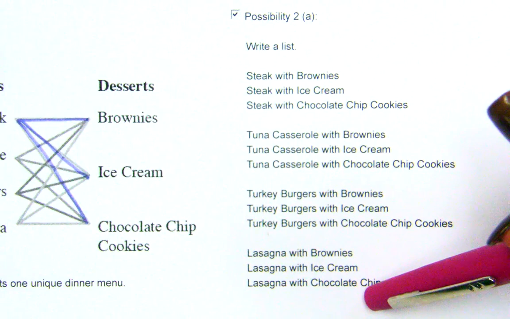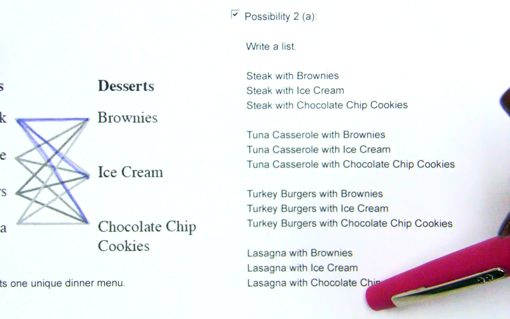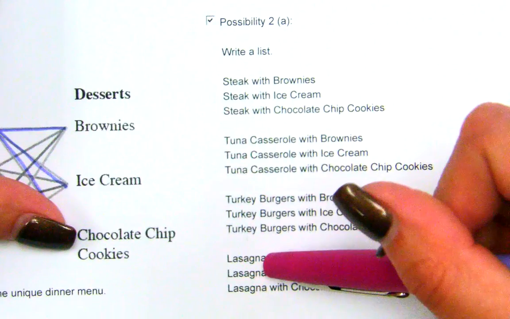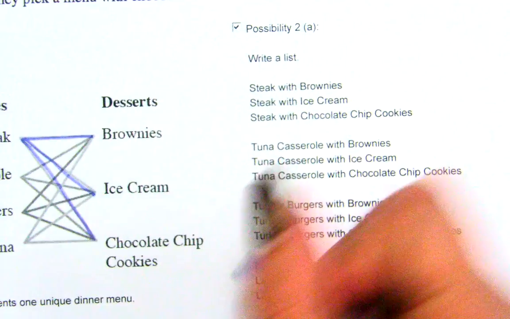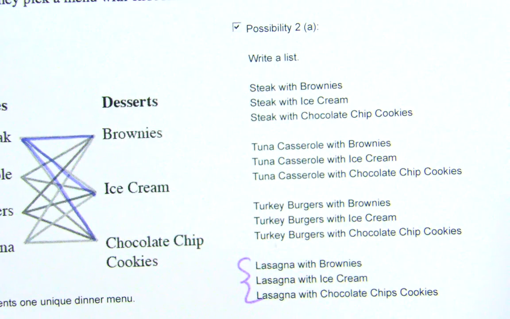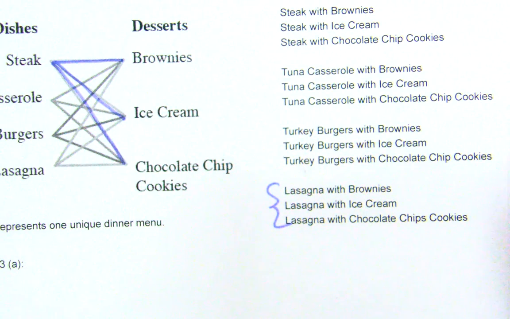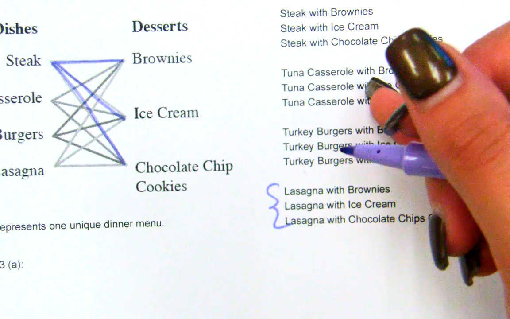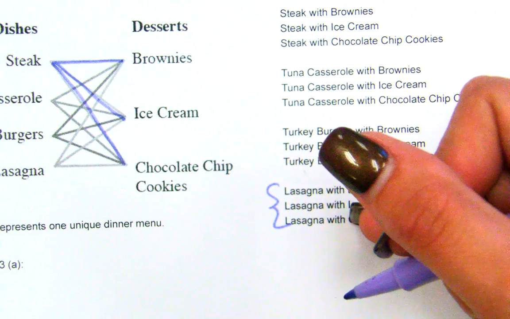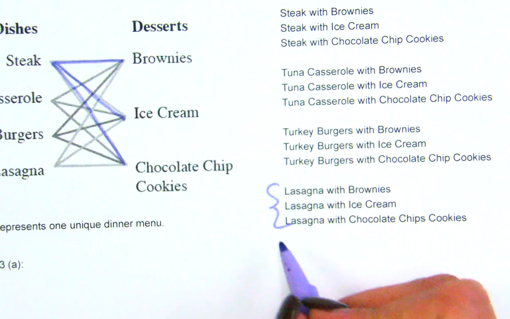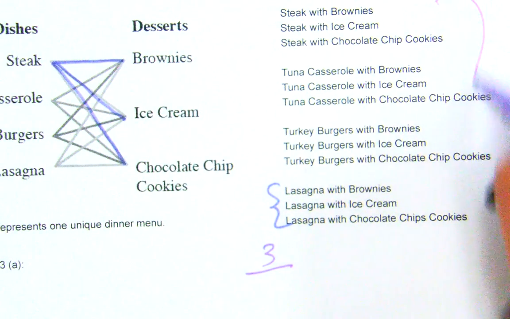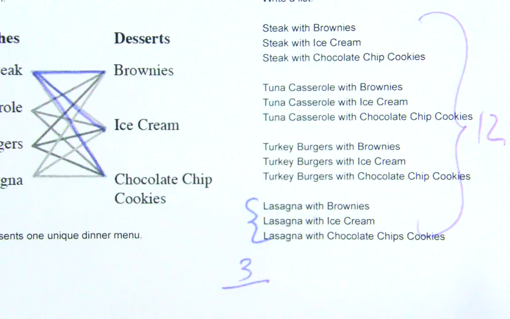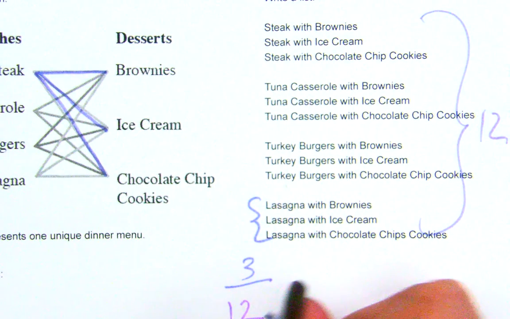So, looking at all of these, which ones are without meat? Well, as far as I know, it says vegetarian lasagna, and they wrote just lasagna out here. So the only ones that are without meat are all the lasagna dishes. Tuna casserole has fish in it, so technically that's meat. Turkey burgers have meat, and so you only have 3 of them, right? You only have 3, and you technically have 12 types of menus that you can make.